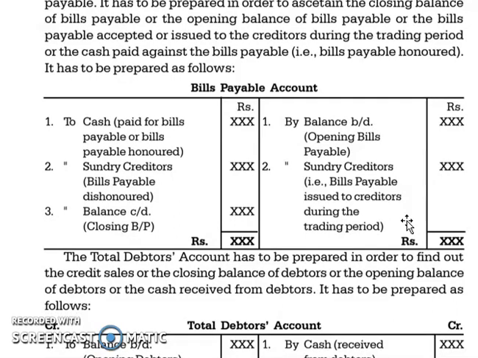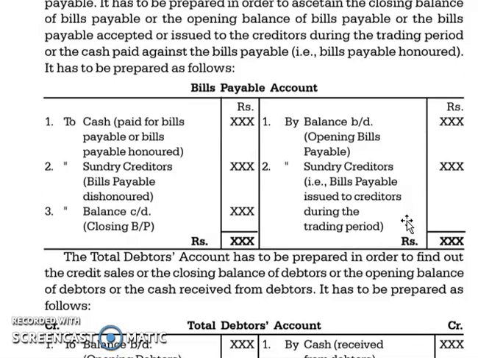So, based on the problem, we are going to prepare bills receivable account and bills payable account. Next, we are going to prepare the third one, a very important account, third and fourth. Most of the problems include them, and we need to prepare that. The third one is total debtors account.